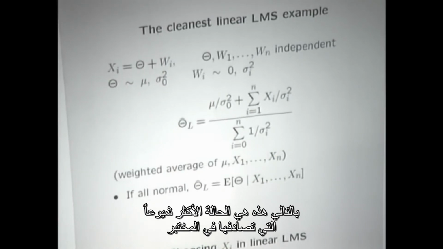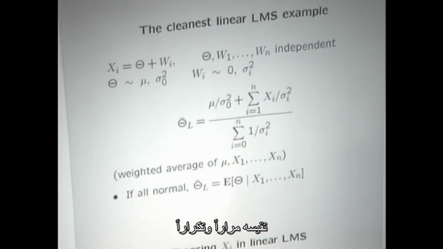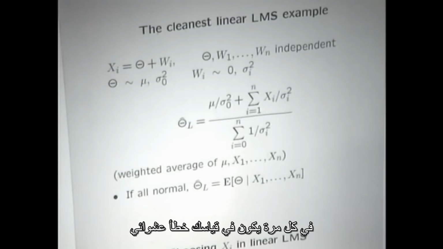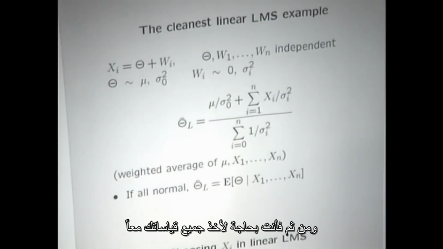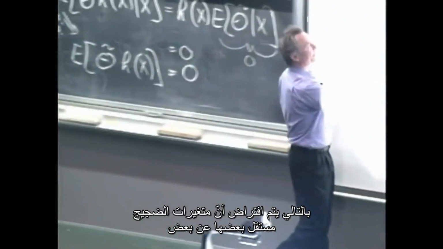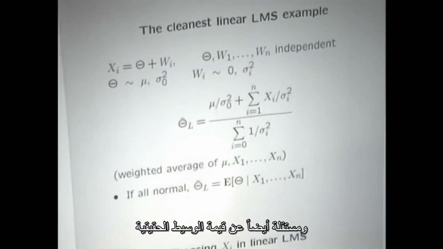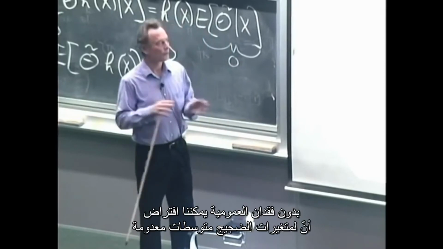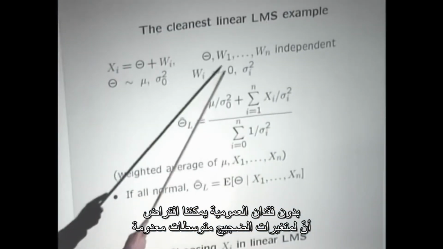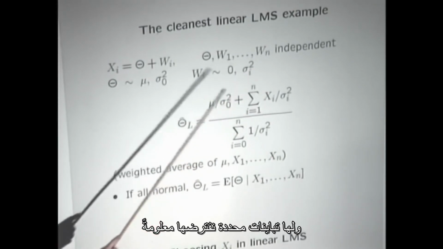So this is the most common situation that you encounter in the lab. If you are dealing with some process, you're trying to measure something, you measure it over and over. Each time your measurement has some random error, and then you need to take all your measurements together and come up with a single estimate. So the noises are assumed to be independent of each other and also independent from the value of the true parameter. Without loss of generality, we can assume that the noises have zero mean, and they have some variances that we assume to be known.